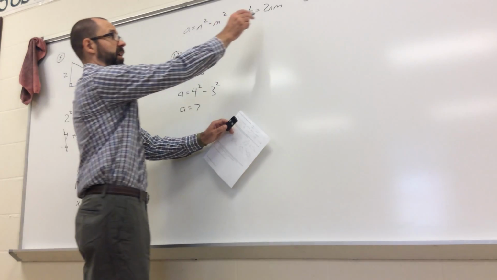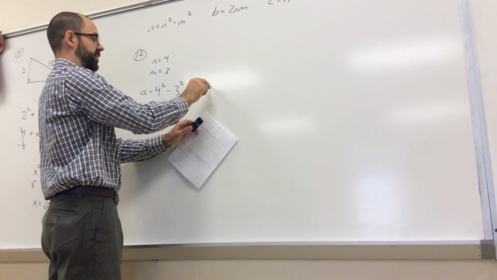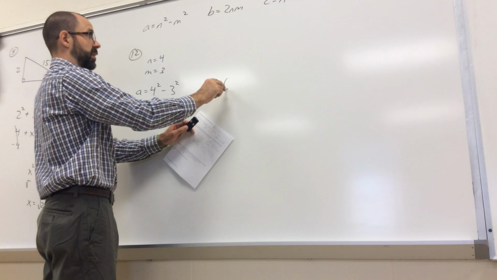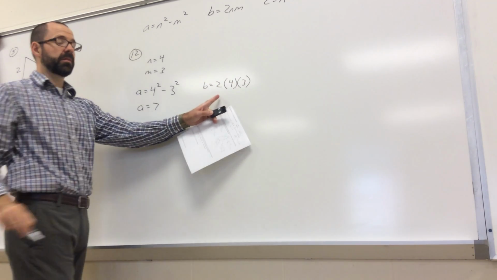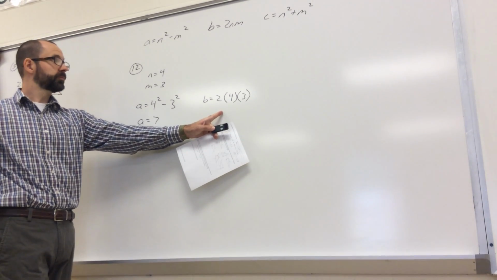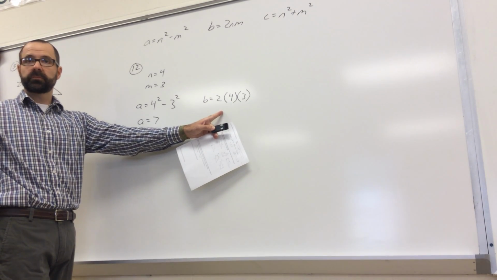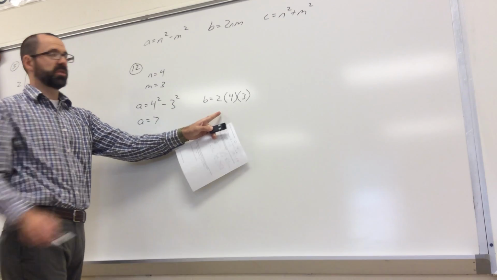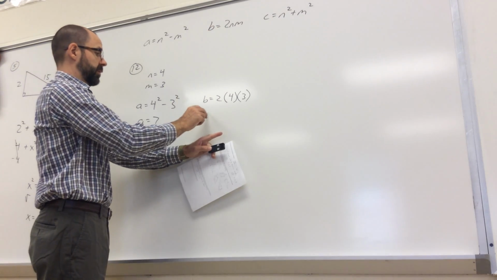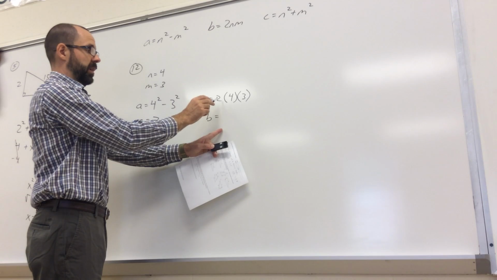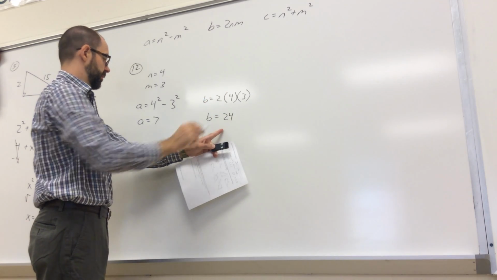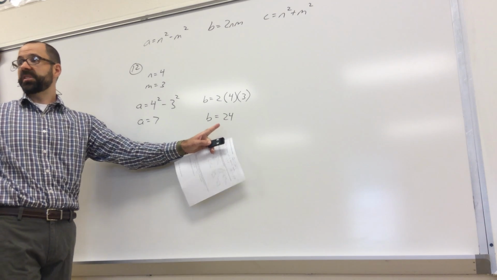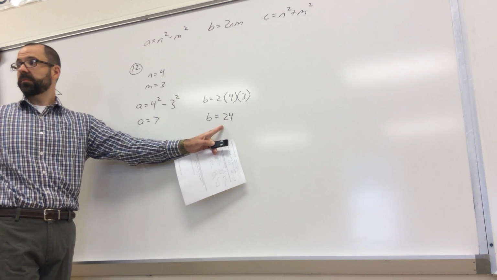Okay, now I'm going to find my next number. And my next number is 2 times n times m. So I'm just plugging into this formula. And 2 times 4 is 8, and 8 times 3 is 24. So my second number is 24.